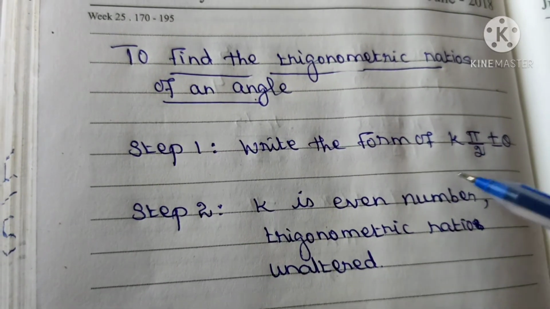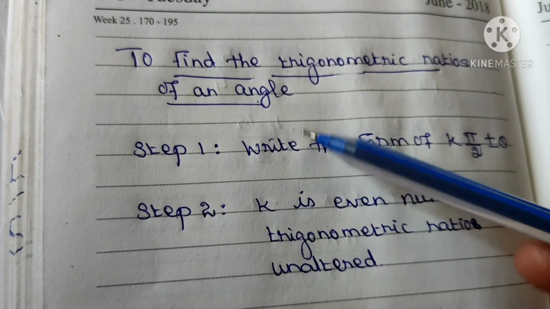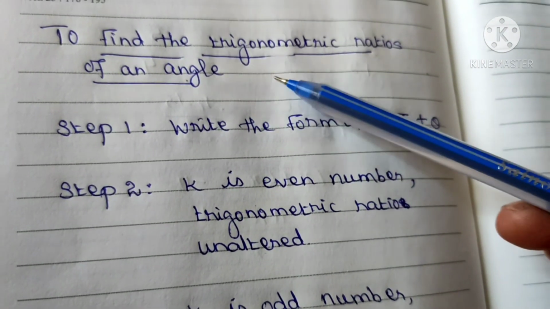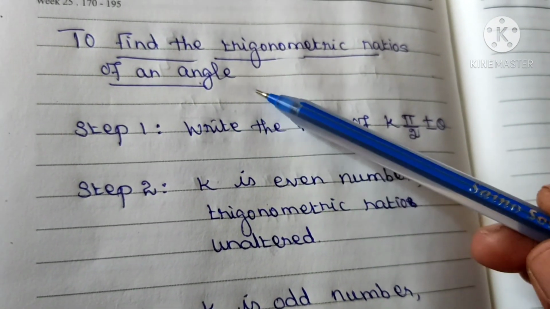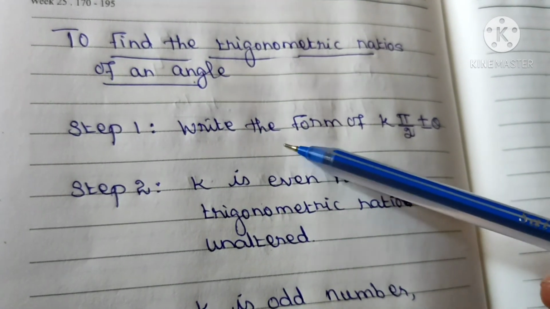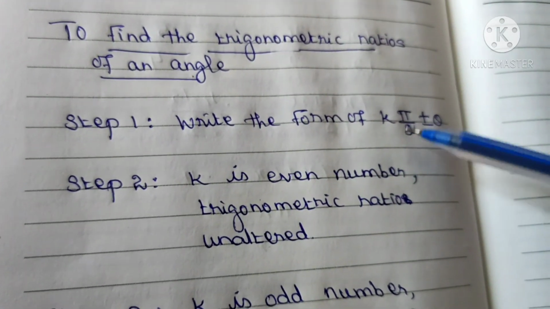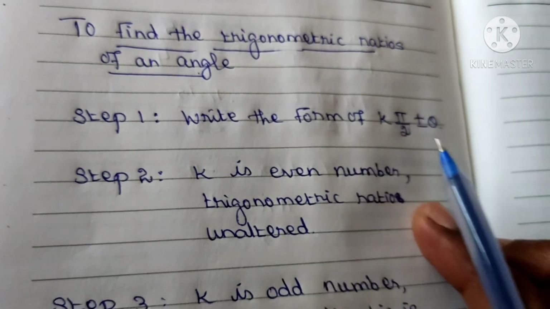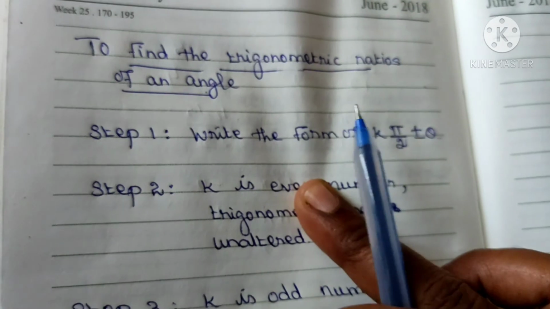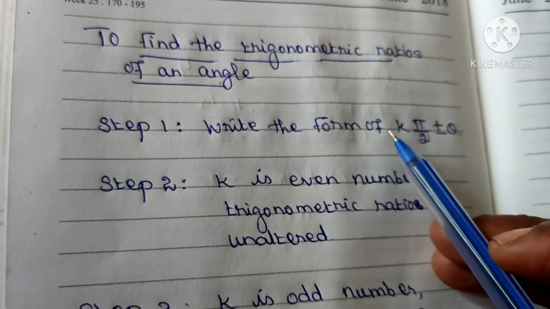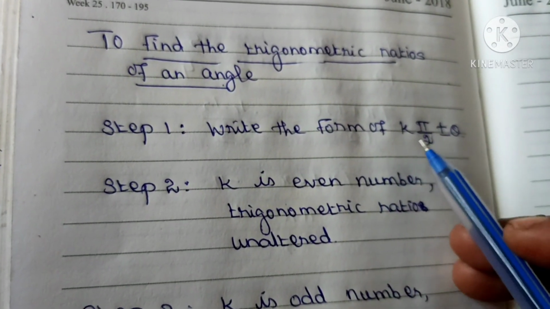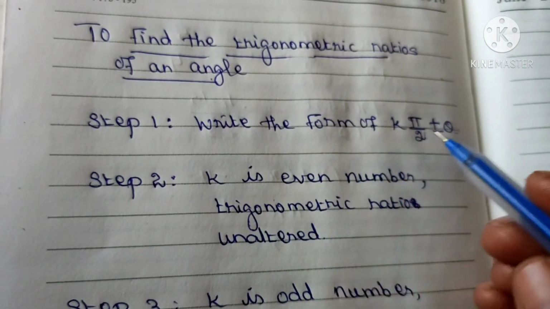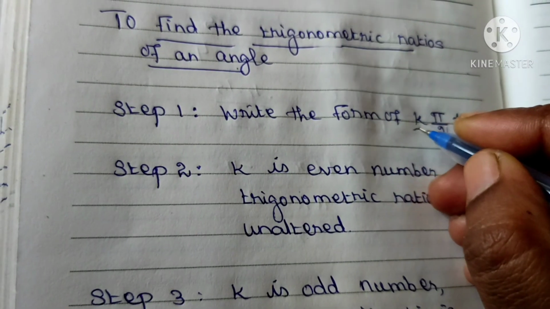I will explain a very important result to find the trigonometric ratios of an angle. Listen, the first step: write the standard form of the given degree as k pi by 2 plus or minus theta. Okay, write the standard form. If a large degree value is given, you write the degree in the k pi by 2 plus or minus theta form. Then step 2, you check whether this k is odd or even.